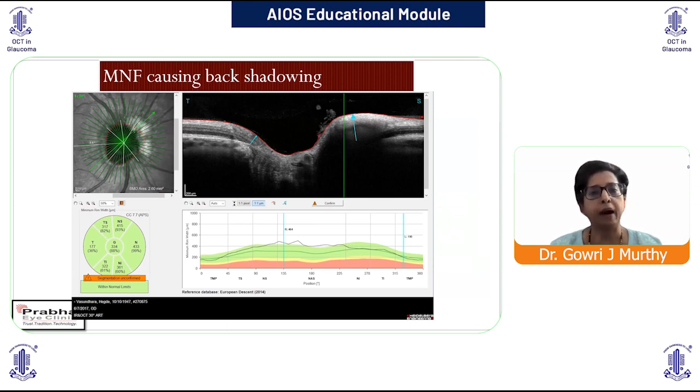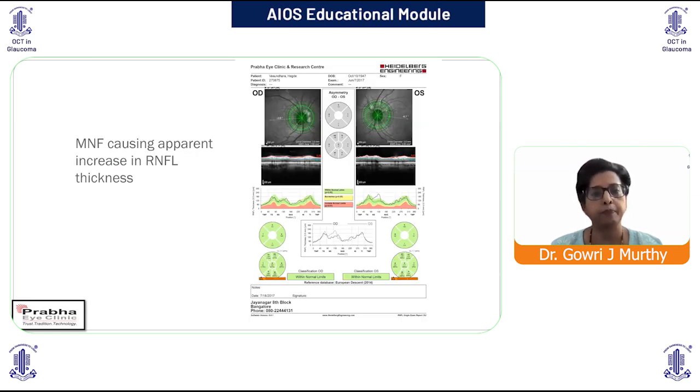Other findings like myelinated nerve fibers can also cause back shadowing. You can appreciate in the scan that there is a segment of myelinated nerve fibers over here, and in the corresponding scan, you can see that there is shadowing of all the structures posterior to the myelinated nerve fiber layer. And myelinated nerve fiber layers can also cause an apparent increase in the retinal nerve fiber layer thickness.